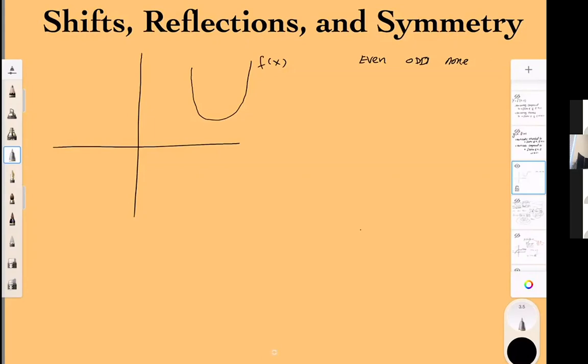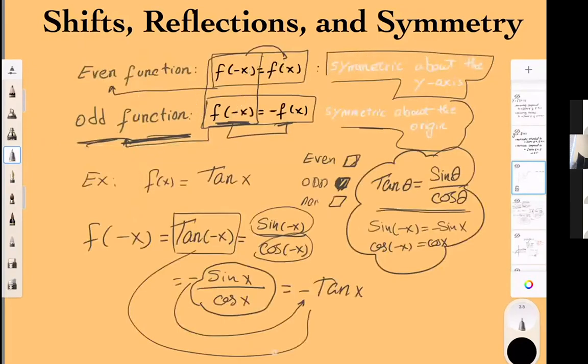I'm not sure. So we said on the previous note, even means symmetric to the y-axis. That means the y-axis will divide the graph. For example, this one. The y-axis divides the graph. Symmetric, this distance equals that distance.